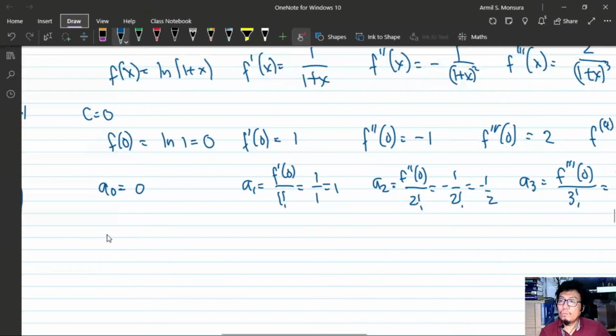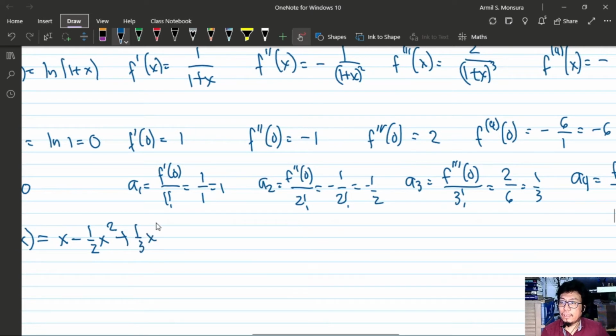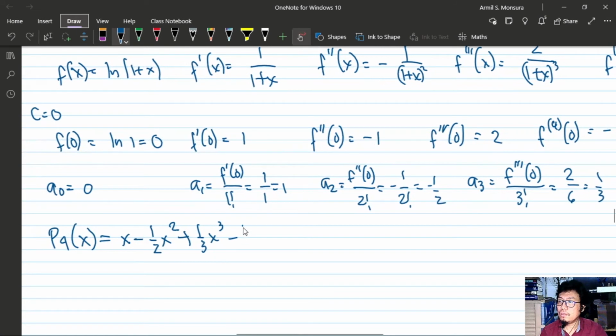So we write now the fourth order Maclaurin polynomial for ln of x plus 1 as 0, then we start with 1 times x, minus 1 half times x squared, plus 1/3 times x cubed, minus 1/4 times x raised to 4.